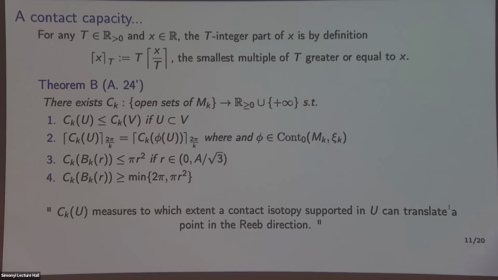But how to construct this capacity actually? Very heuristically, and then the aim would be to make this a bit more precise: the capacity of a domain U measures to which extent a contact isotopy supported in U can translate a point in the Reeb direction. This is heuristic, so we have to define what the translation of a point in the Reeb direction is, but this is the idea.